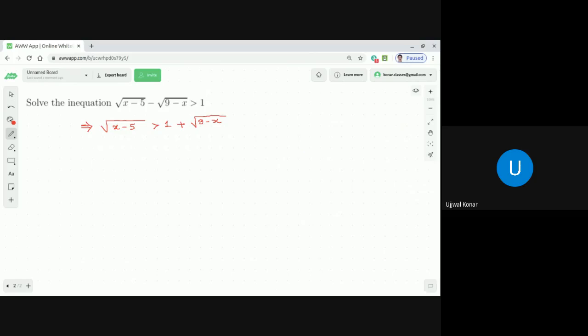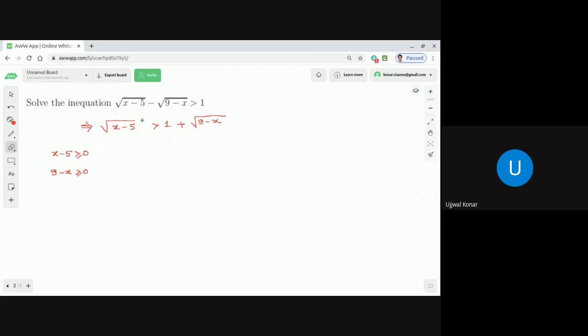And if you see, this is actually coming under the first guideline, where the 2nth root of fx is greater than gx. The first and foremost thing, dear students, is that x minus 5 has to be greater than or equal to 0. And 9 minus x has to be greater than or equal to 0. This is very important, the first and foremost thing to be followed.